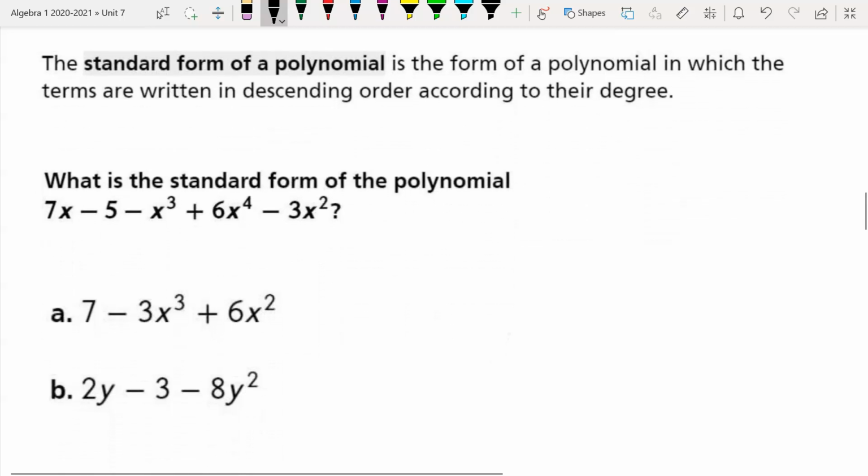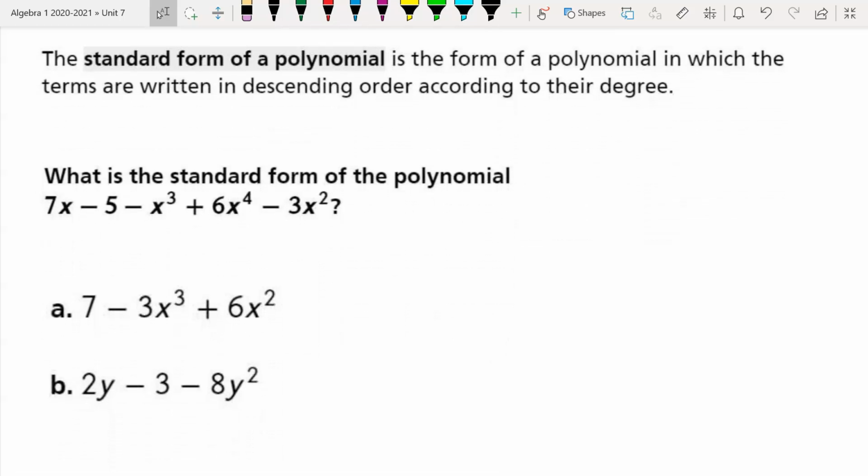So the next big thing we talk about would be standard form of a polynomial. That's the form of a polynomial in which the terms are written in descending order according to the degree. So we always start with the highest degree and we work our way down. And that's what standard form is.